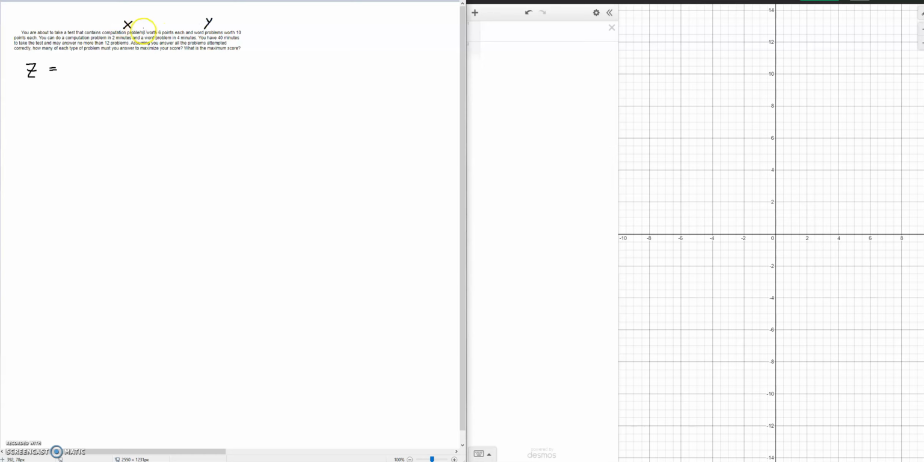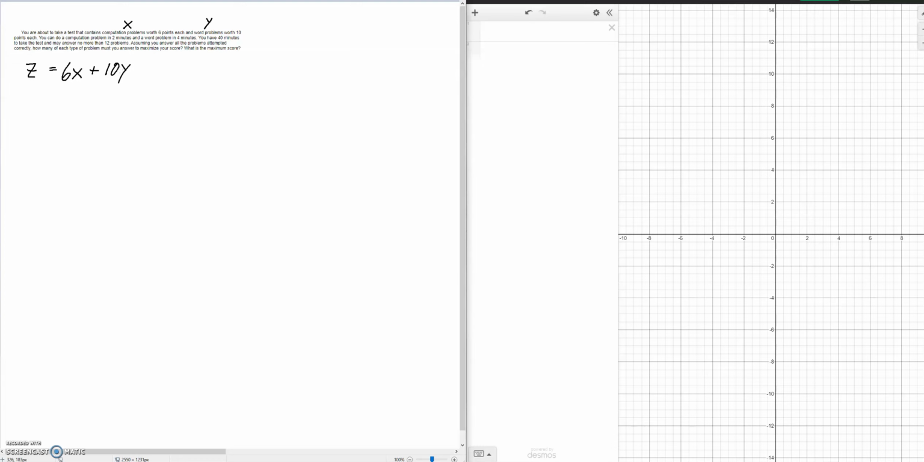Okay. So since it's worth 6 points for a computation problem, it's 6x is the number of points I'll get for each computation problem. Okay, because there's 6 points for each one. So if I do x computation problems, it's going to be 6x total points there. Now what about for y? So I'm given 10 points for that. So what do you believe that this is going to be? Plus 10y. Okay, so make sure that we have that down first. So we want to maximize our number of points. So we need a formula for our points. The formula for points is 6x plus 10y. Okay, so that's our objective function.